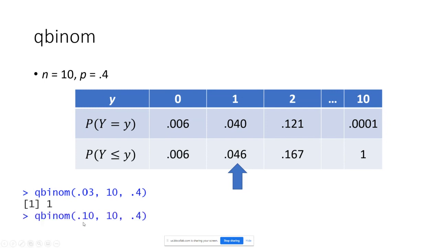If we do qbinom of 0.10, then that's going to look here. So if we chose 1, we couldn't get high enough. We couldn't get up as high as 0.1. But if we choose y equal to 2, then our probability is equal to or greater than 0.1. So that returns 2. So this is known as the quantile function. We're going to see more of it when we get into continuous random variables, but I just wanted to point it out so you're aware of it.